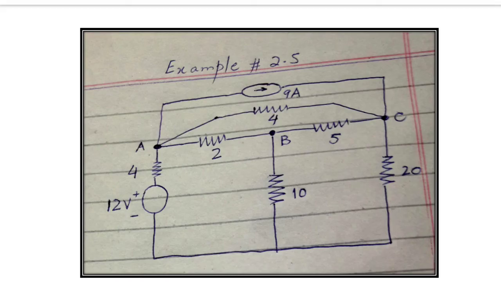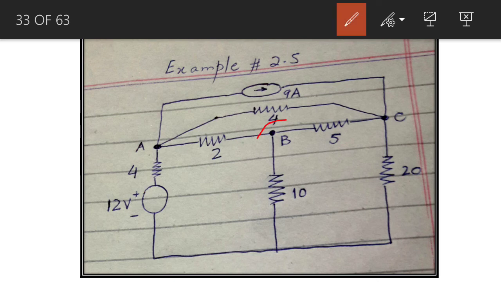So let us consider the second node. Here is the second node, here is the third node, and this resistor has been connected to the second as well as the third node. So minus 1 over 5 will be G23 as well as G32.